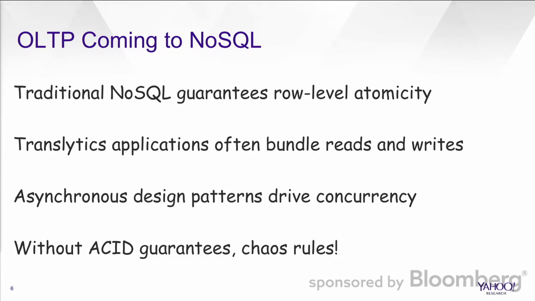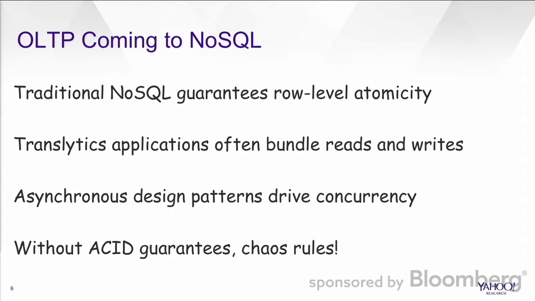The problem, of course, is that transactional NoSQL guarantees only row-level atomicity. I have atomicity only in a single row access and not across a few rows. And all Translytics applications usually need to have a few reads and writes. For example, if I want to classify a user into certain groups, then I want to read the user, I want to read the group data, I want to compute something, and then I want to write to each one of them, right? And for this reason, I can't have only one atomic access guarantee.